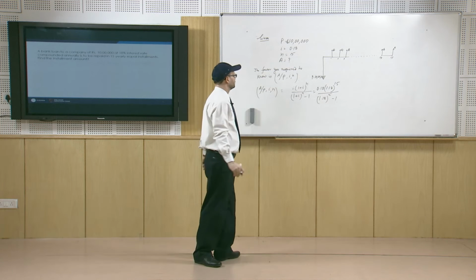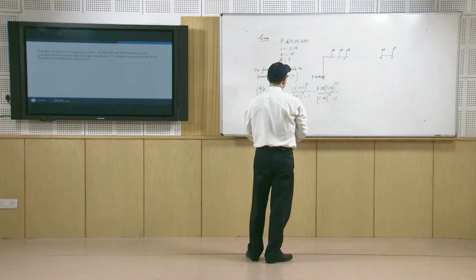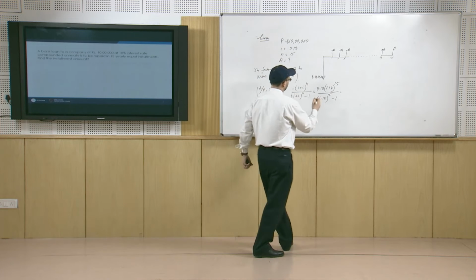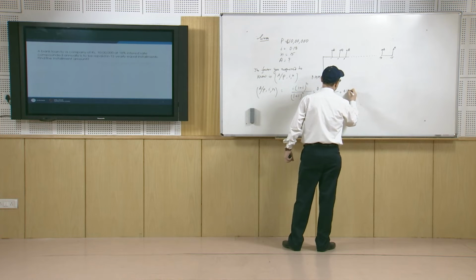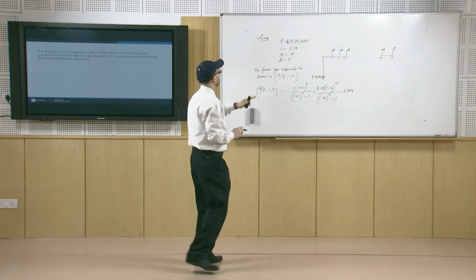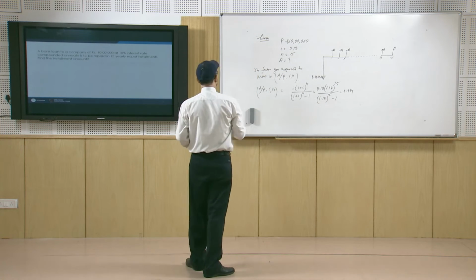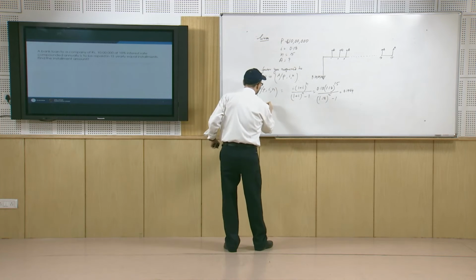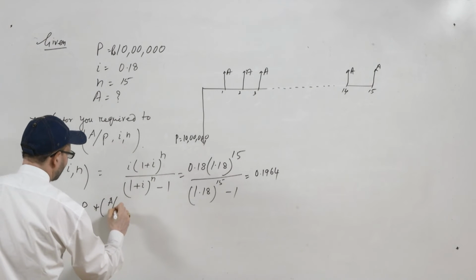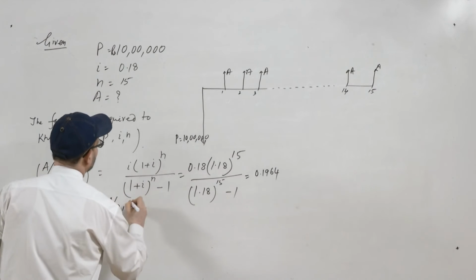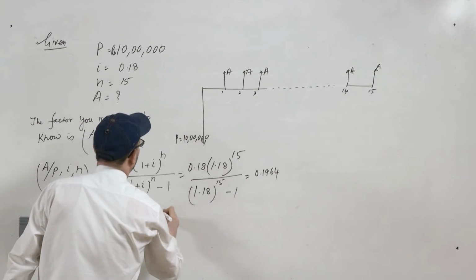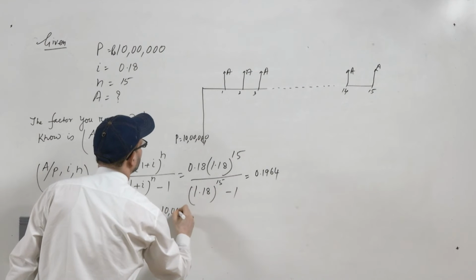If we calculate this factor, this comes out to be 0.1964. So, this factor when multiplied with P will give us the equal year end amount. So, A will be given as P into A by P, 18 percent 15, which we have calculated as 0.1964.